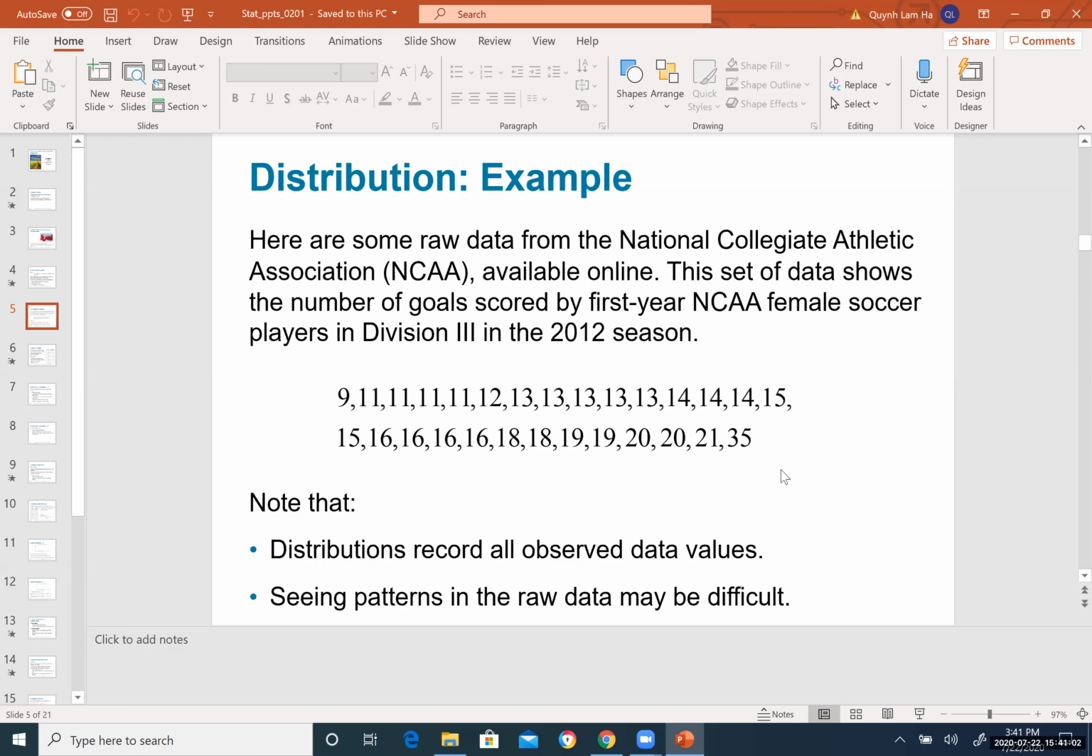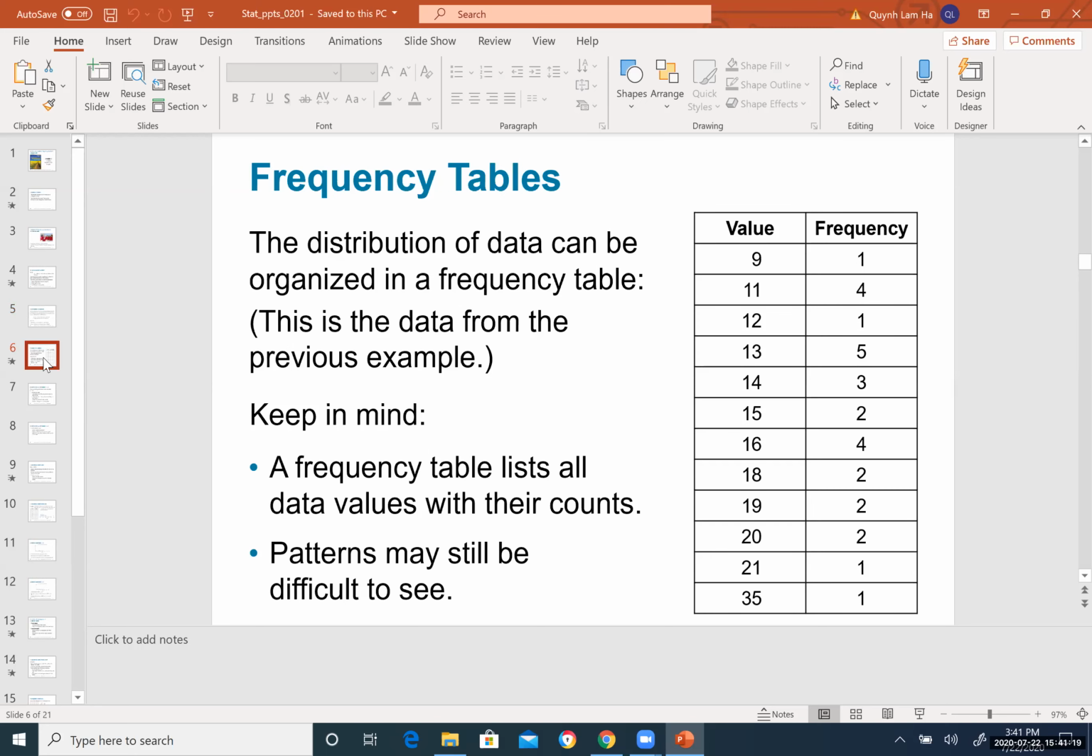So in order to make this data set visual, they use a graph or they use a table. So let's go through each type of step so that you can compare. Okay, so let's look at the next slide.